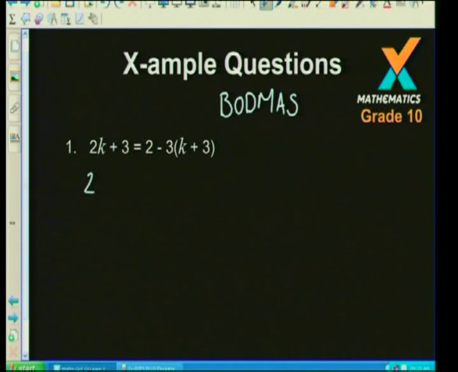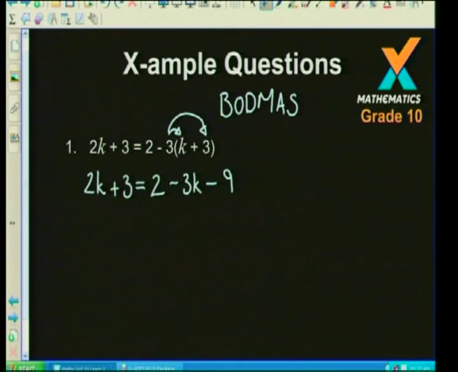Okay, so 2k plus 3 is equal to 2 minus 3k, because that multiplied by that is minus 3k, and then minus 3 times 3 is going to give us minus 9. Remember that that is called the distributive law, when we multiply a term that's on the outside of the brackets by all of the terms on the inside of the brackets.